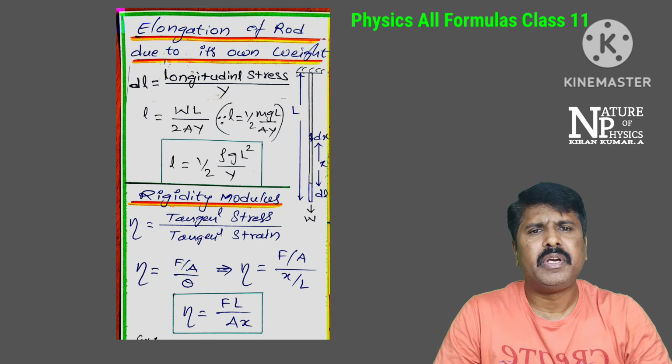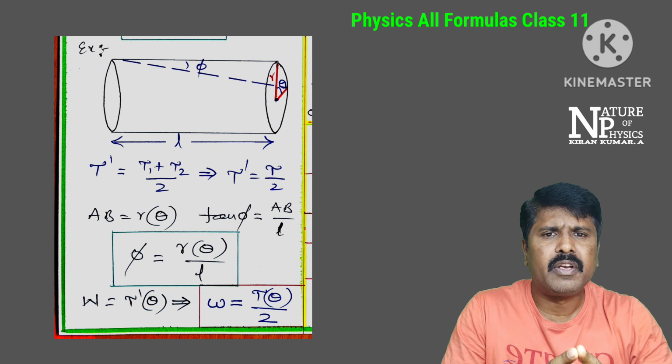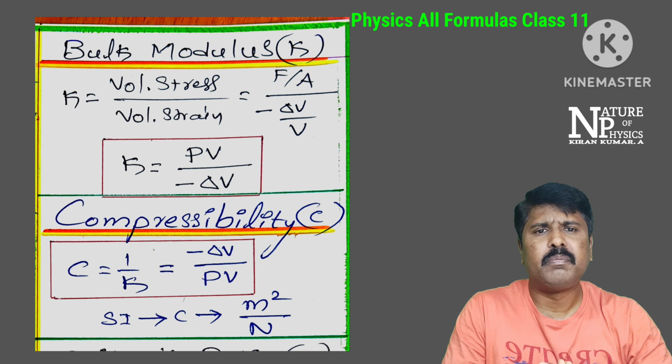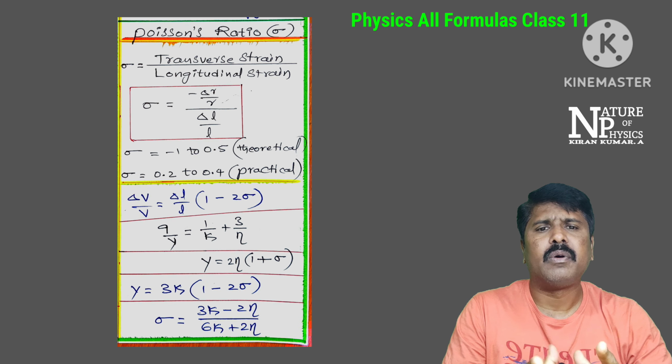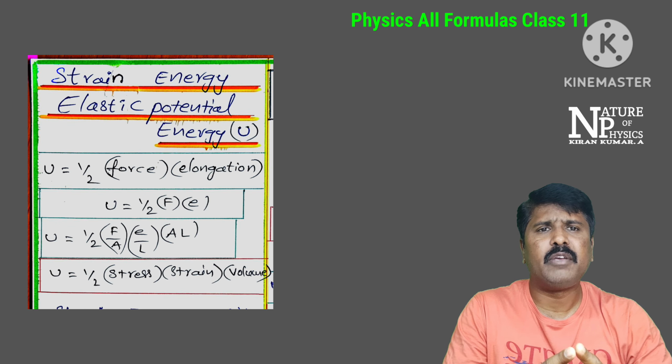Elongation of the rod due to its own weight. Clear diagram and formula I gave you. And next one, rigidity modulus. Okay, and rigidity modulus, one of the examples also I gave you, student. After that we will get the bulk modulus represented by letter K, rigidity modulus represented by letter eta. So compressibility is the reciprocal of bulk modulus, and also continuation Poisson's ratio, and there are four relation formulas given: sigma, Young's modulus, bulk modulus, and rigidity modulus.